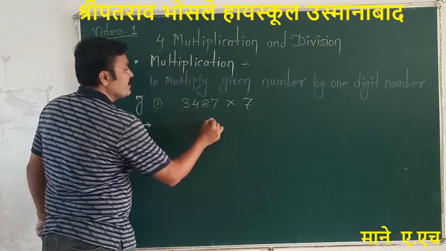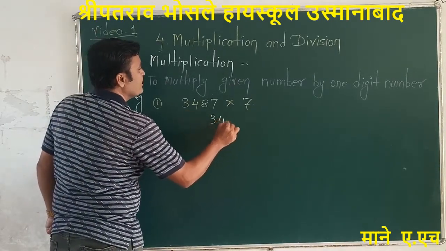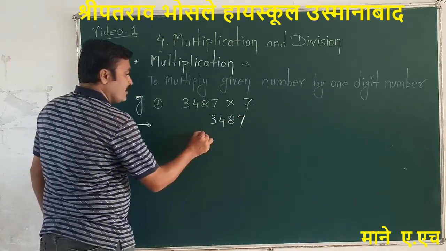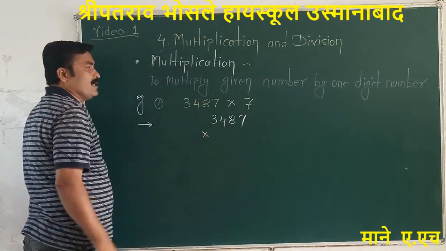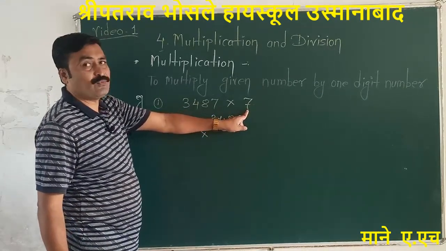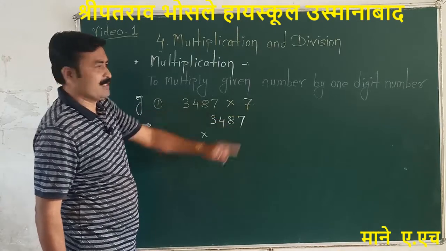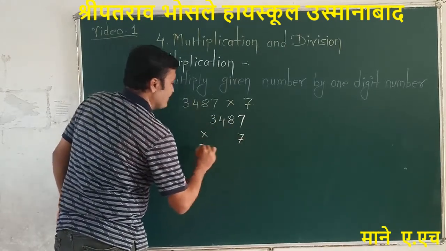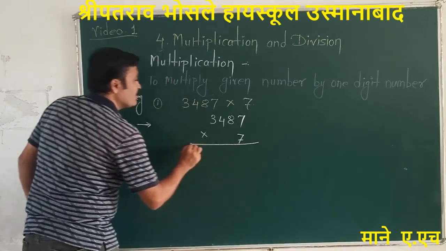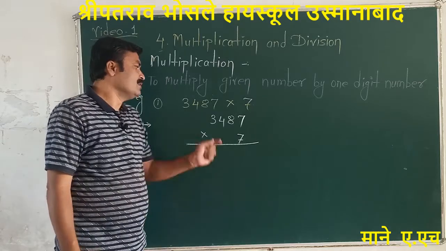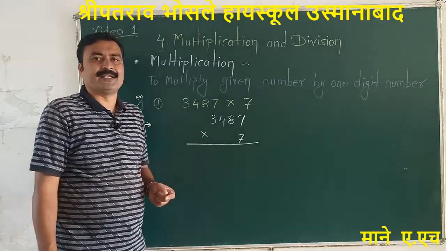So, the first number I have put down in front of you is 3487. Take the multiplication sign, and now while arranging the single 7, that means the ones place, the unit place, we arrange this 7 below the 7 here. Now, after taking this horizontal line, we have to start the multiplication by 7.